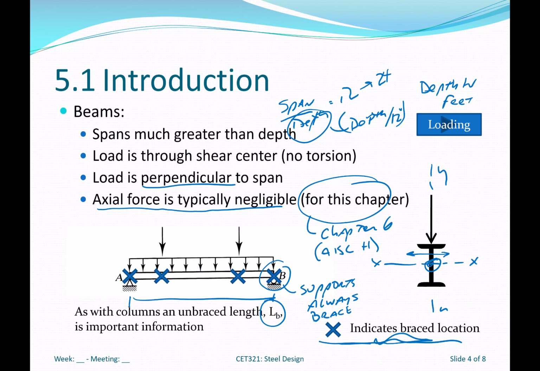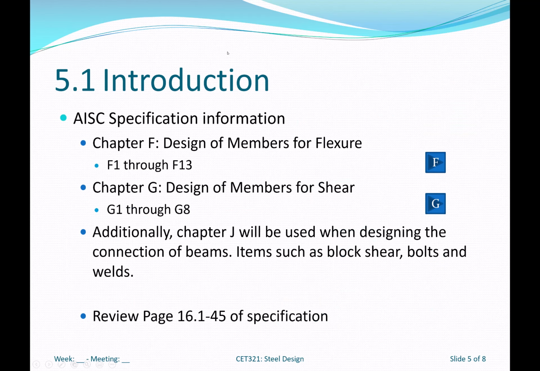So unbraced length can vary. We'll start out simply where our unbraced length is very short, and then we'll move on to more advanced where we have longer unbraced lengths. Certainly chapter F is our primary one, which is flexure, right? So this is moment capacity. Moment strength, I should say.